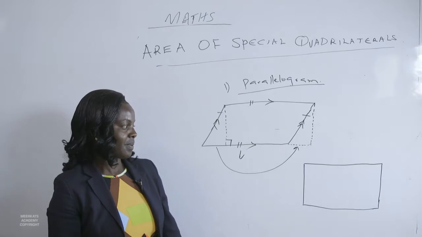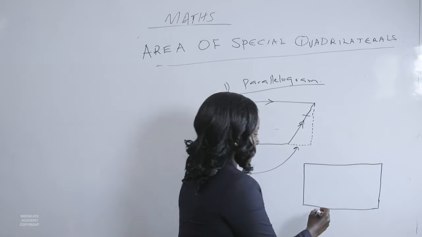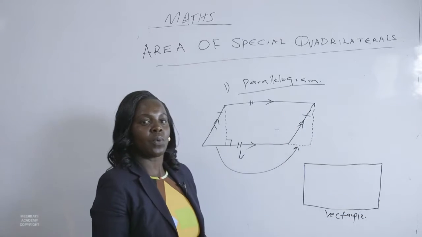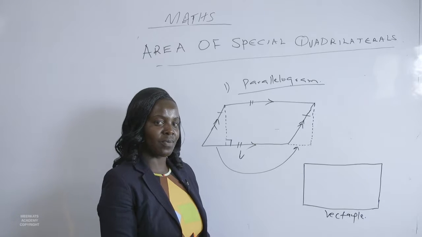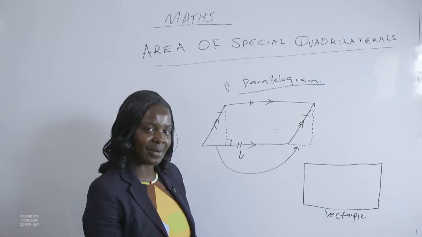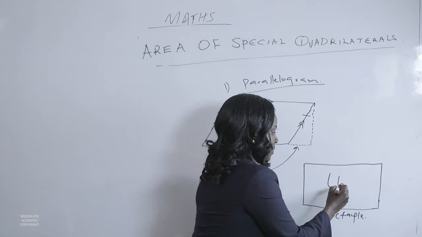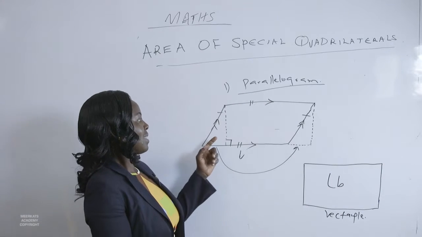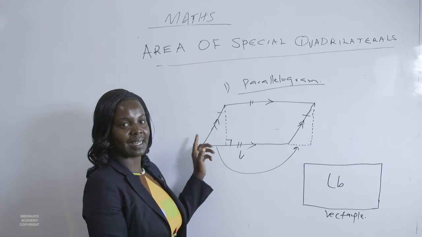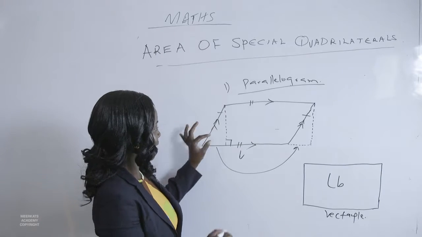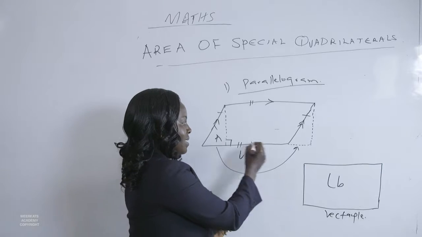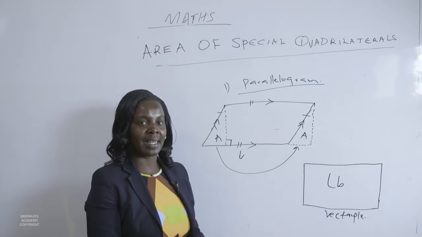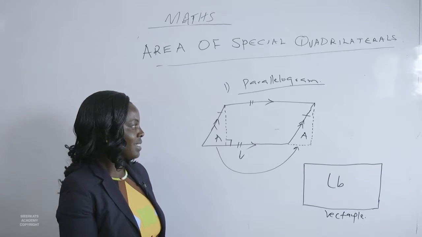What do we call that shape? This is a rectangle. So what is the formula or the rule of calculating the area of a rectangle? Length times the base. So you realize that the only thing that looks extra in the parallelogram is this triangle A, which we can transfer here. And you realize that it will form a rectangle. Then what does that mean?